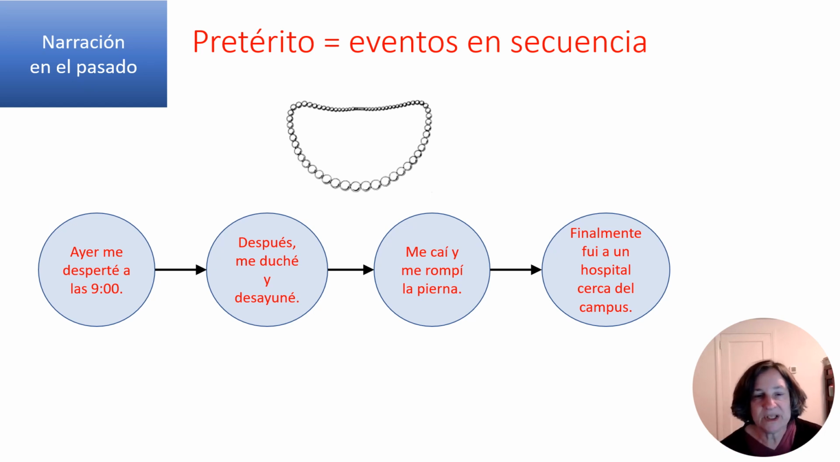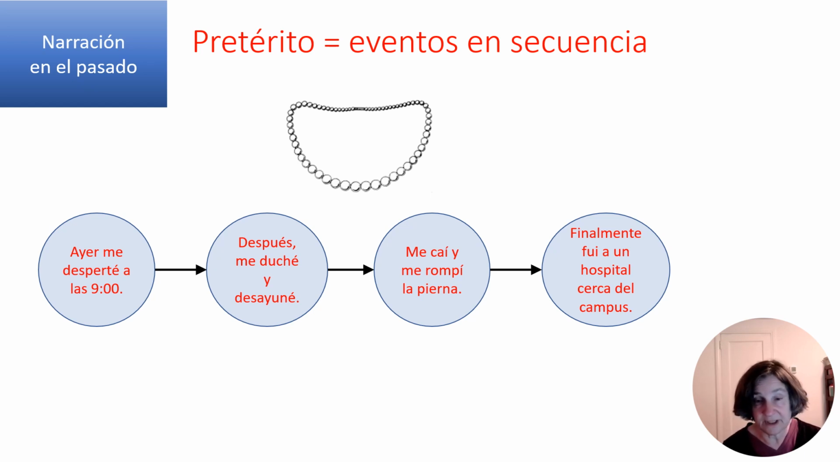Let's start with the beads on a string metaphor for narrating in the past. So here we see that the basic purpose of the pretérito is to lay out events that happen in sequence, like beads on the string. So here's a story about hurting yourself and going to the hospital. So it starts with, ayer me desperté a las 9. So that's the first thing that happened. Then después me duché, that's the second thing, and desayuné, and these are all in the preterite.